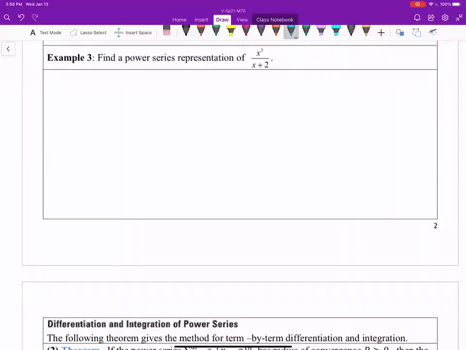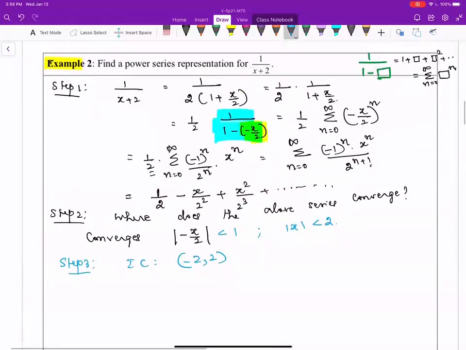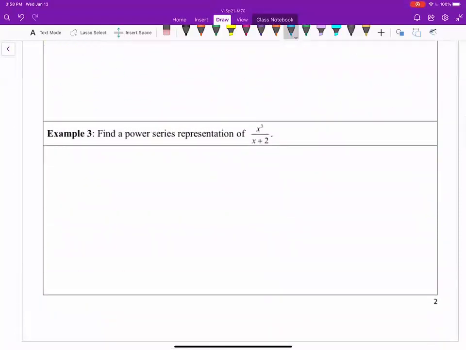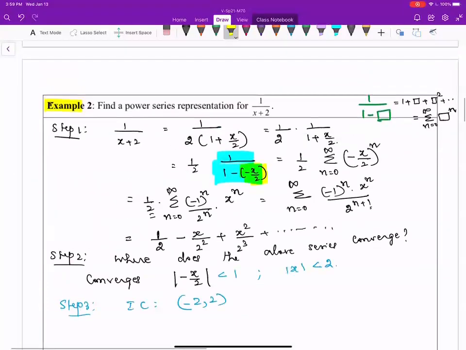Welcome back. Last video, we saw how to write a function as a power series representation, and often we use geometric series to refer the function to a geometric series. In this problem, the next example that we are going to do is find a power series representation of x cubed over x plus 2. In fact, we are going to use the sigma representation that we got for 1 over x plus 2, which was a previous example.